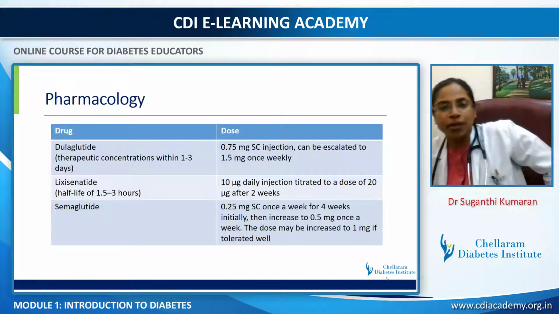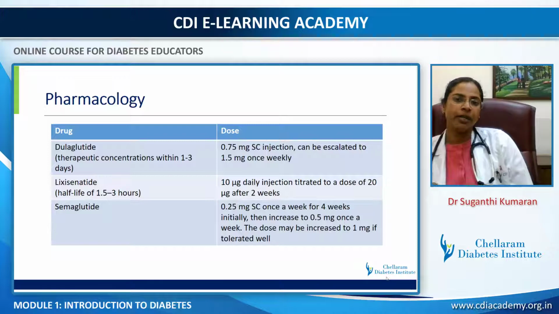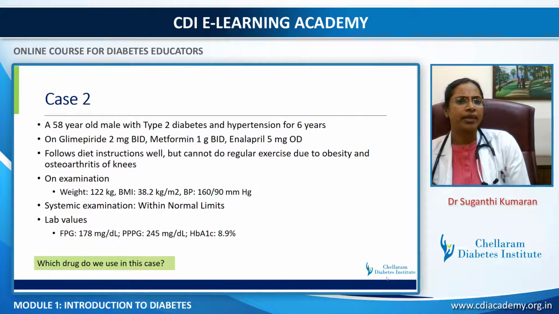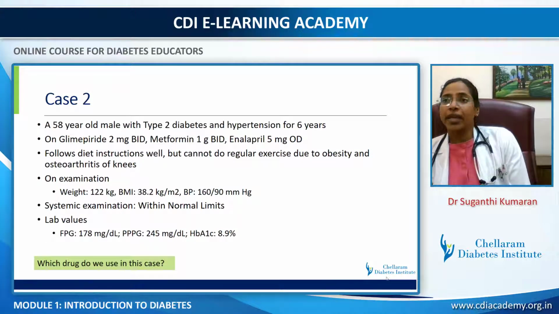milligrams subcutaneously given once a week for 4 weeks initially. Then slowly we increase the dose to 0.5 once a week. The dose can be increased as much as 1 milligram if tolerated well, because the common side effect is nausea and vomiting. Let's move on to case number 2.